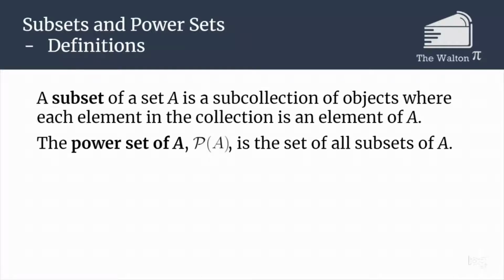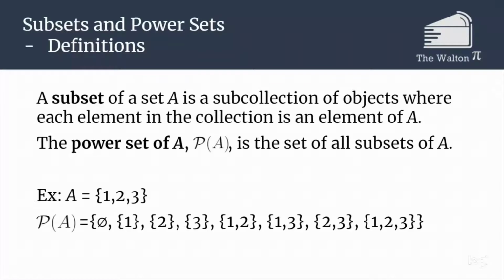The power set of A is the set of all subsets of A. So if A is the set {1, 2, 3}, the power set of A is going to be the set containing the empty set, the set containing 1, the set containing 2, and so on until we have the set containing 1, 2, and 3. Now, each of these sets is an object, and because it's an object, we are able to have those as elements of a set.